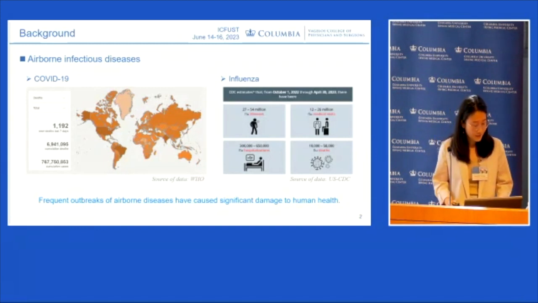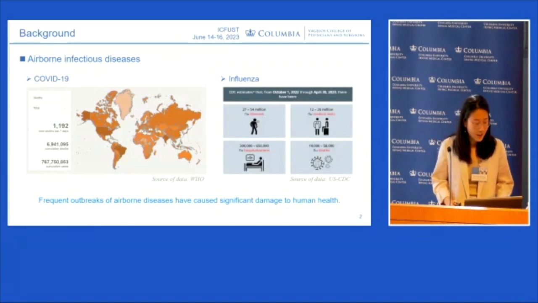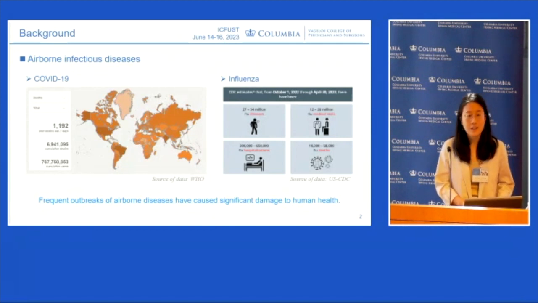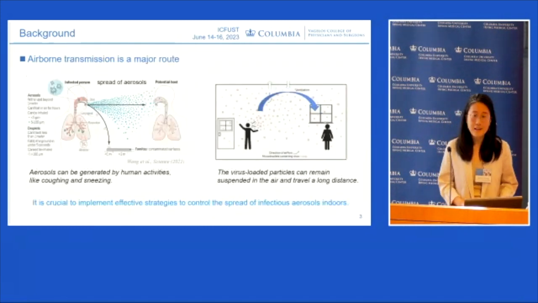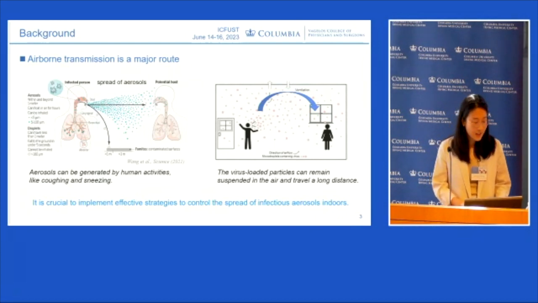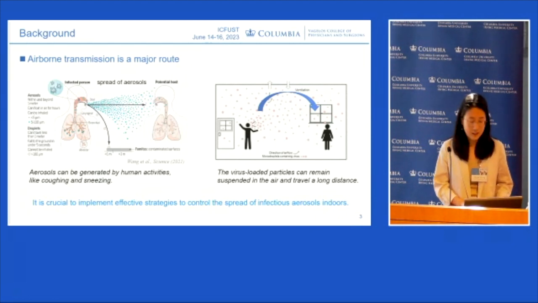As we know, in recent years, the frequent outbreaks of airborne diseases have caused significant damage to human health. For example, most recently, COVID-19 has already killed more than 6 million people around the world. Influenza breaks out every year and causes many deaths. For these pandemics, airborne transmission is a major route, which is defined as the spread of aerosols. These aerosols can be generated by human activities like coughing, sneezing, and even breathing.